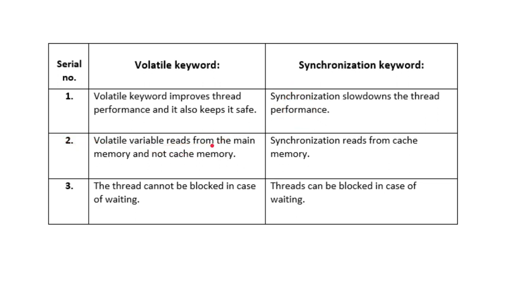Volatile variables are read from the main memory. So volatile variables will store the data in the main memory, not in the cache memory. Synchronization reads from the cache memory only, so it will do the work with the cache only. A thread cannot be blocked in case of waiting with volatile, but with synchronization the thread will be blocked in case of waiting, and it will provide one by one access only.